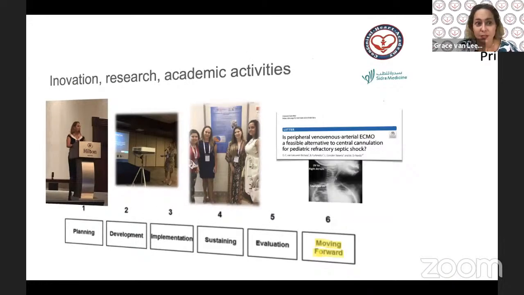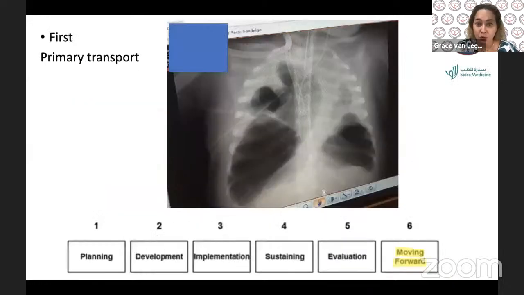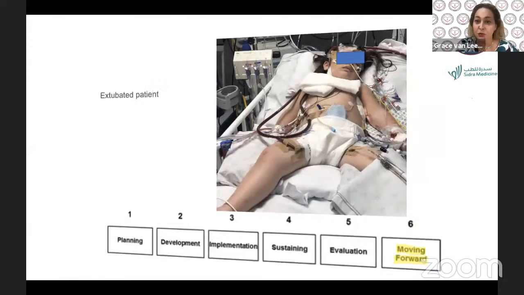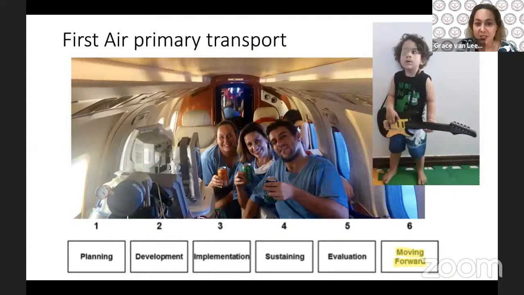We did our first primary transport. So we went to another city in Brazil to cannulate the patient and bring him to our center. This was our first extubated patient. And then we did our first air transport. So we went to a city that was a 3-hour flight from our city to pick up this patient.